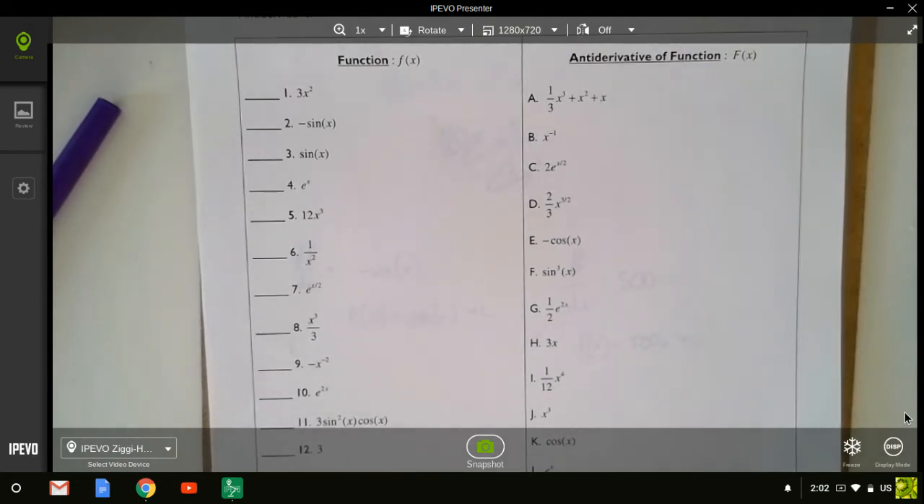Anybody get A, or not A, number 1 so far? Yes. Okay, what did you get? That was the warm up. Yeah, that was the warm up. So what letter should that be? J.